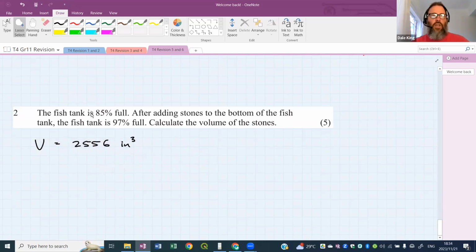They say the fish tank is 85% full for some reason. After adding stones to the bottom, the fish tank is now 97% full. Calculate the volume of the stones. Ay, ay, ay, ay, ay.